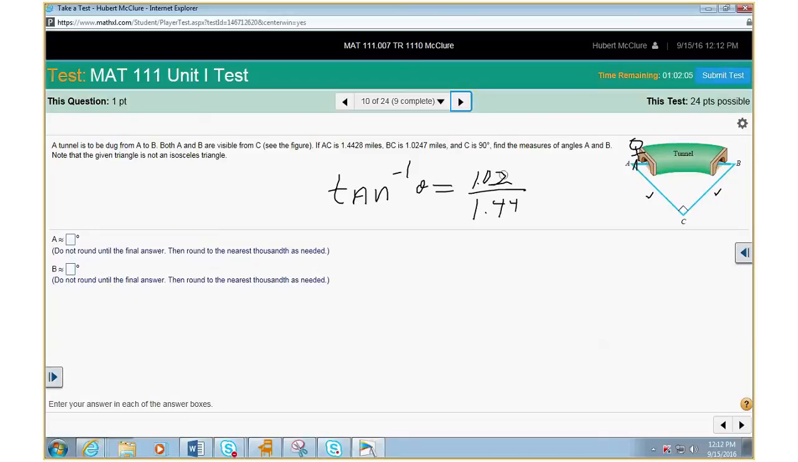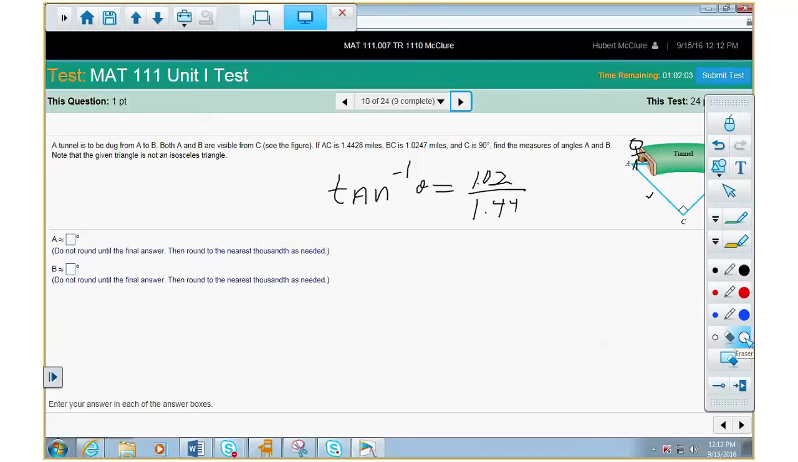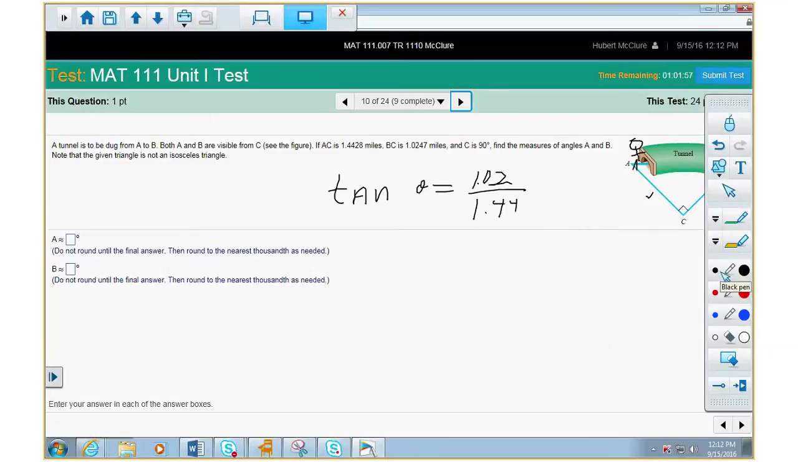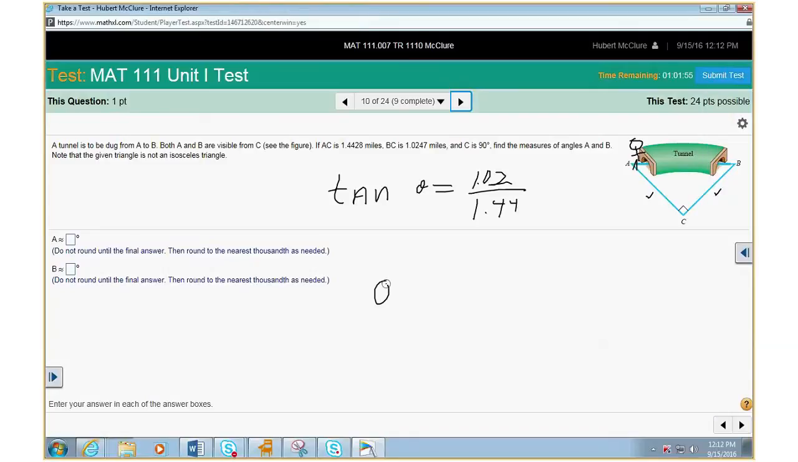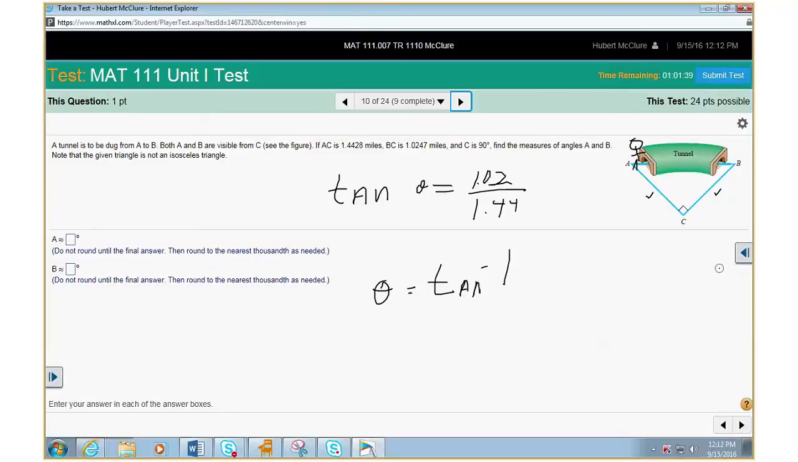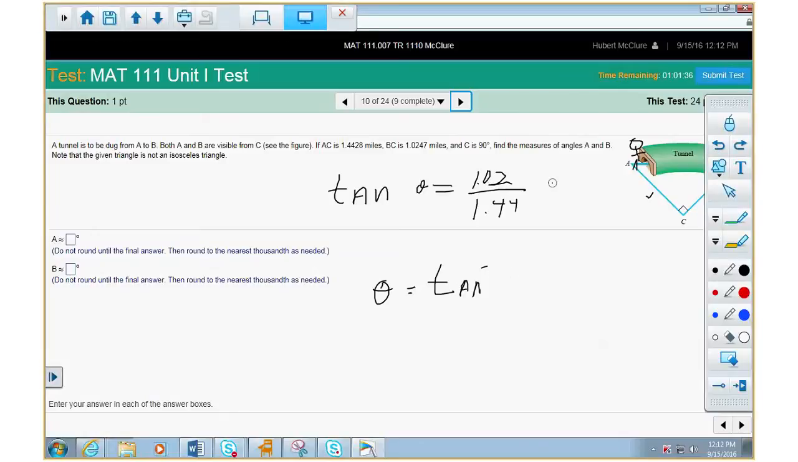I'm sorry, hold on, I made a mistake. There. And now theta is equal to the inverse tan of that number, 1.02. I hate writing with the mouth. Forget it, I'm tired of doing it. 1.02 divided by 1.44.